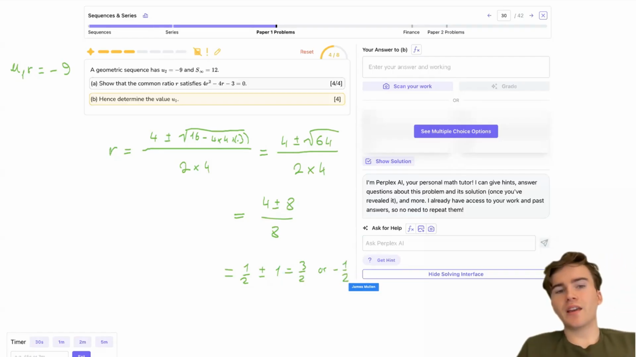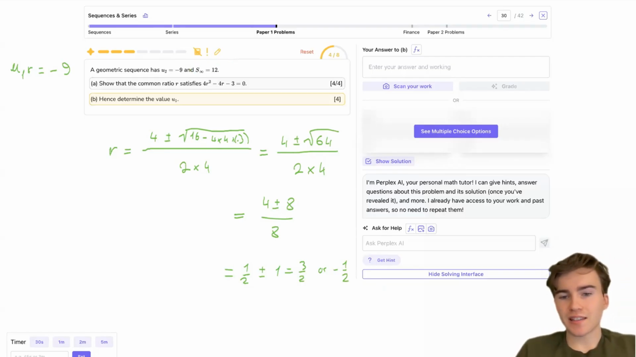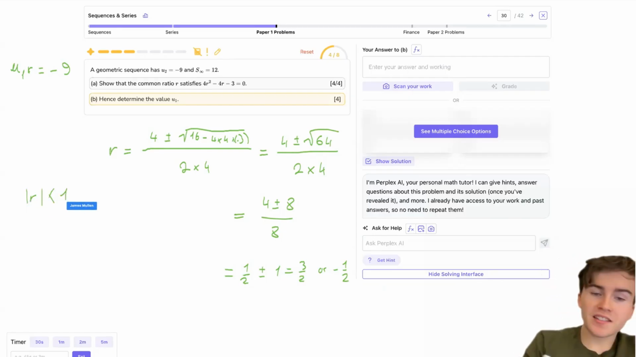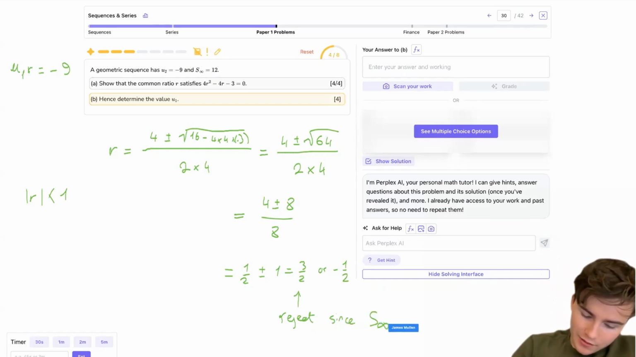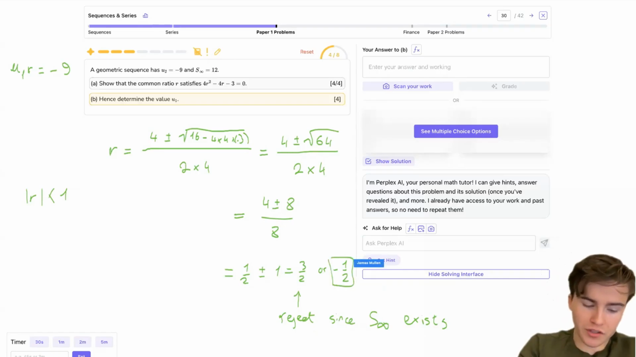But now here's the thing. In the question, we are told that S infinity is equal to 12, which means that the sum to infinity exists. And that means that the common ratio has to be less than 1 in magnitude. So 3 over 2 does not work. We have to reject it since S infinity exists. Okay, so 3 over 2 is not valid. That means that r is just equal to minus 1 over 2.